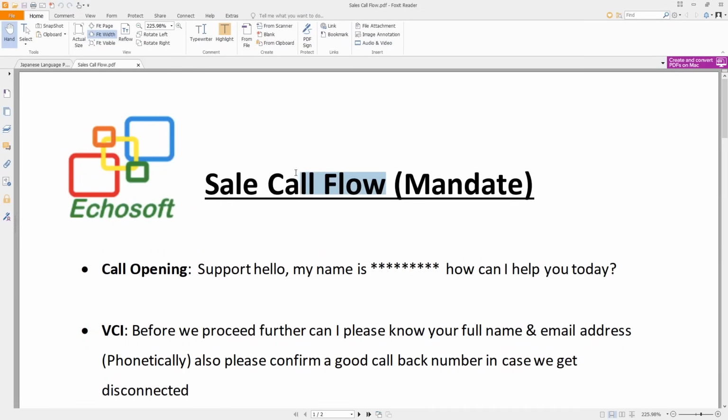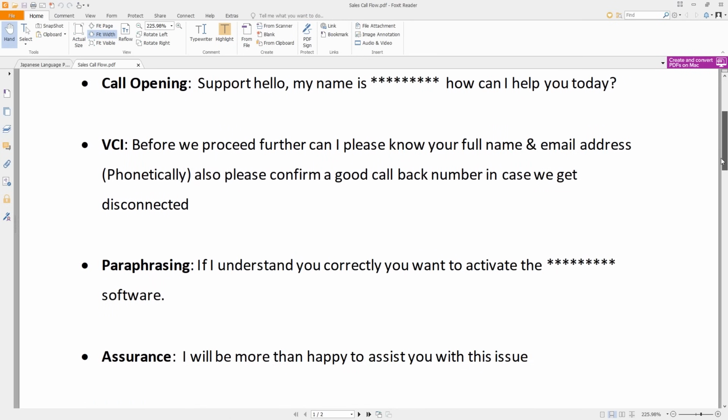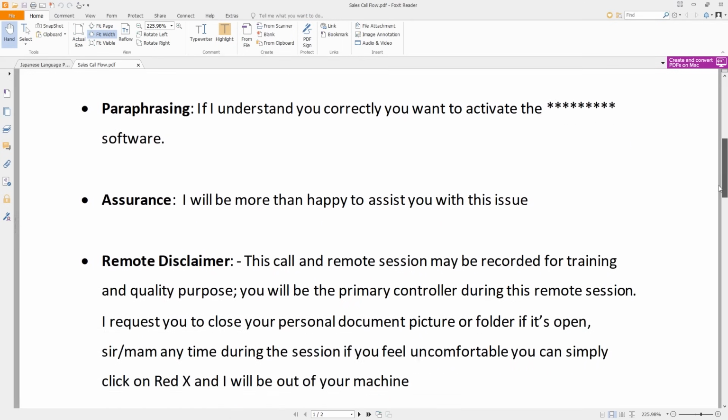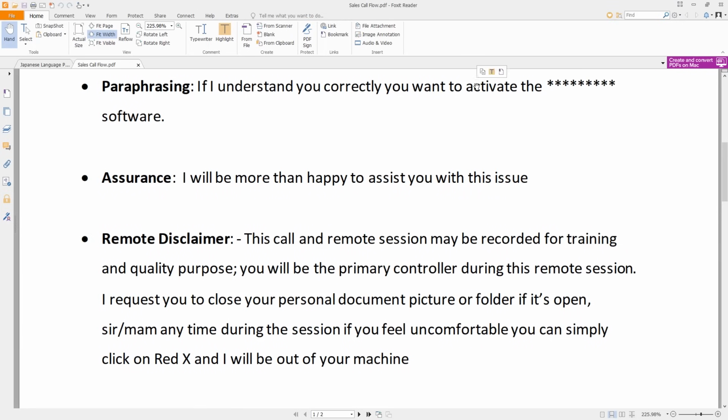And I've also been able to obtain what they call the call flow for any sales. This is mandatory for any agents. It starts in the normal way where the agent introduces themselves, and usually the question is about activating this scareware.